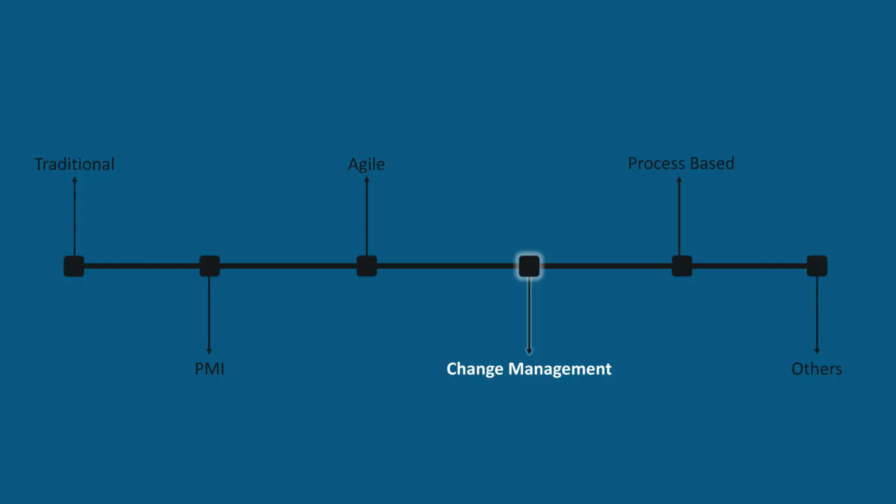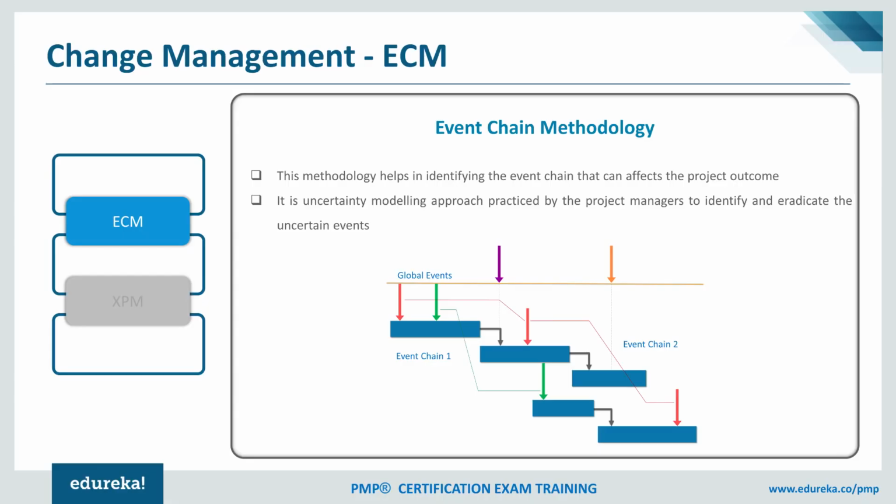Now we are moving to the next category, which is change management. So very quickly, we'll go through these. A couple of examples are there under change management. One is event change management. As a part of event change management, as you can see here, this methodology actually helps in identifying the event chain that can affect the project outcome. So that means this methodology actually focuses on risk identification, right?